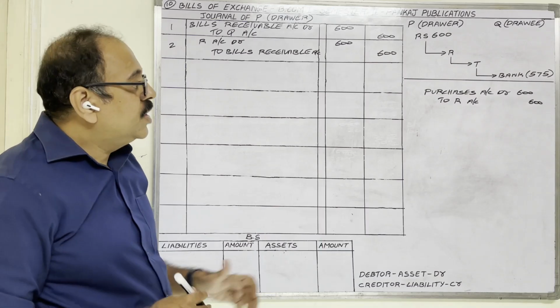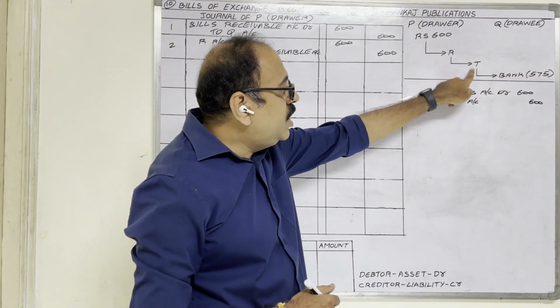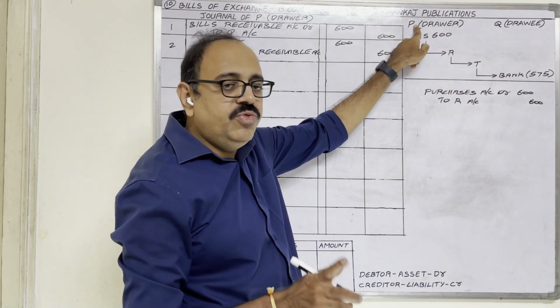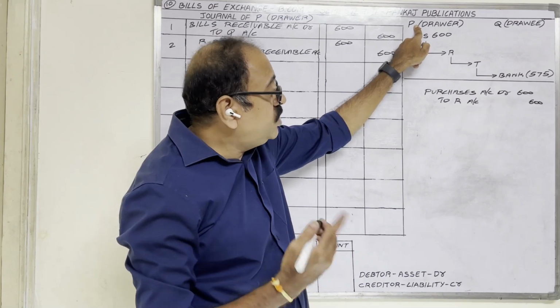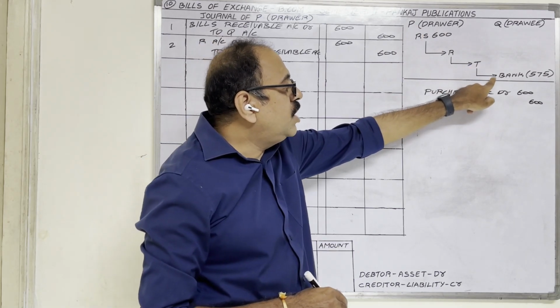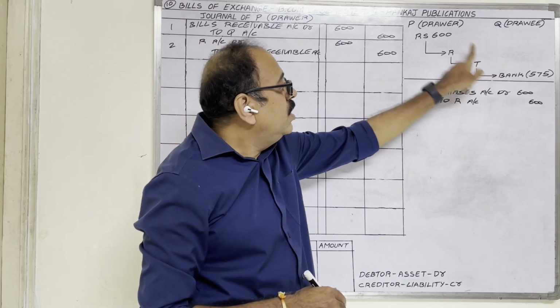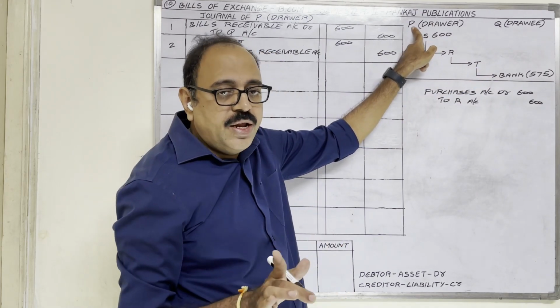Next, what happened? R discounted the bill with T. The transaction is between R and T. In P's books, we need not write any entry. Next, what happened? T discounted that bill with the bank. The transaction is between T and the bank. In P's books, we need not write any entry.